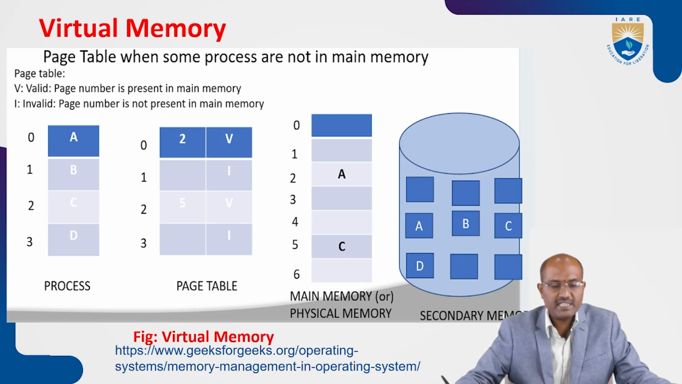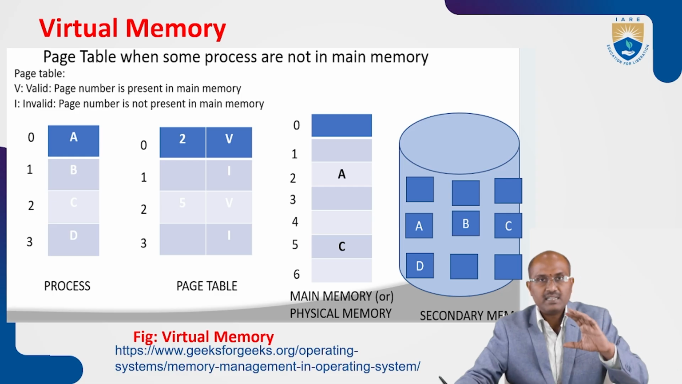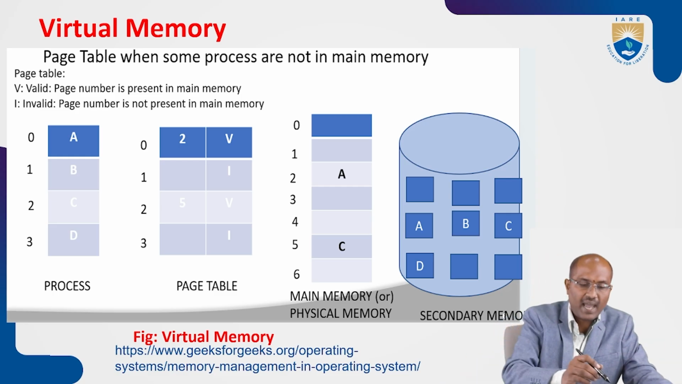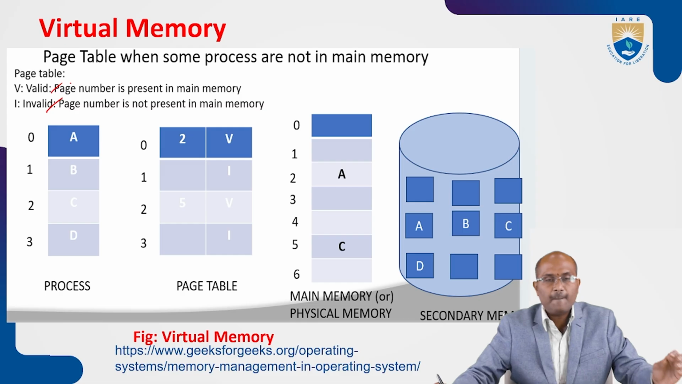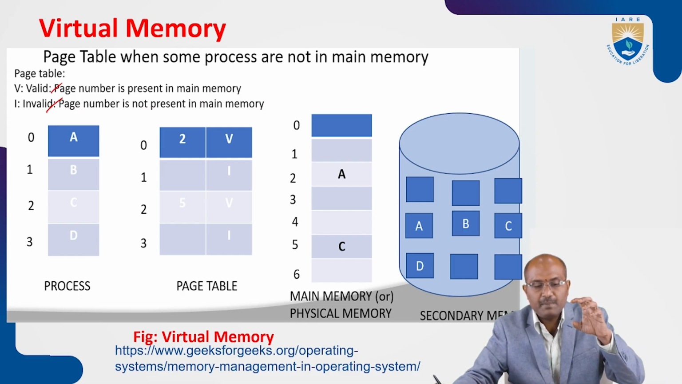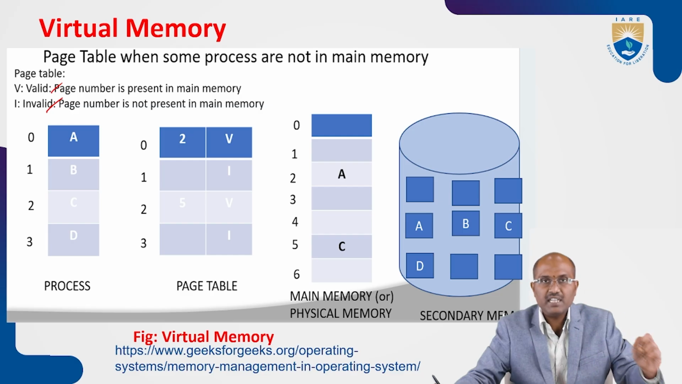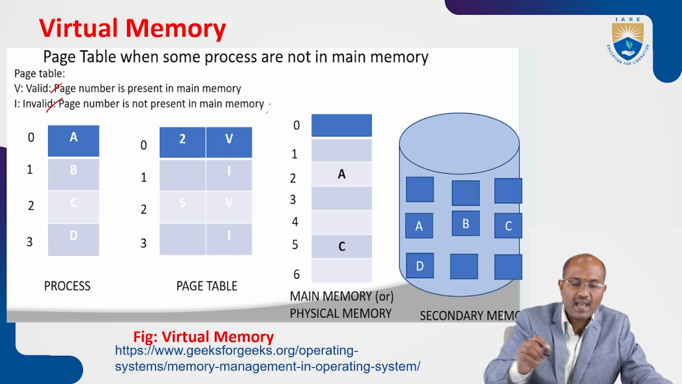Actually, when some processes are not in the main memory, the page table has valid and invalid bits. If the page number is present in the main memory, that is called a valid bit. If the page number is not present in the memory, that is called an invalid bit.